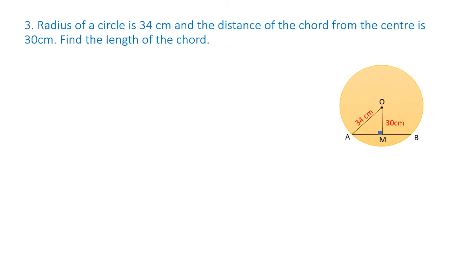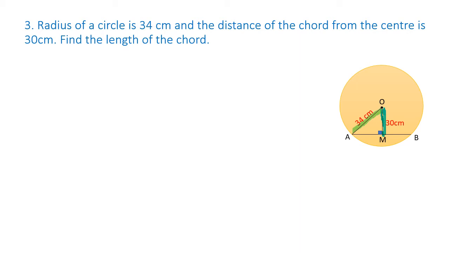The radius of a circle is 34 centimeter. So let us check what is given to us. Radius is given to us, which is 34. What else is given? The distance of the chord from the center is 30. So the distance of the chord is given to us, which is 30. Now what are we supposed to find out? Find the length of the chord.